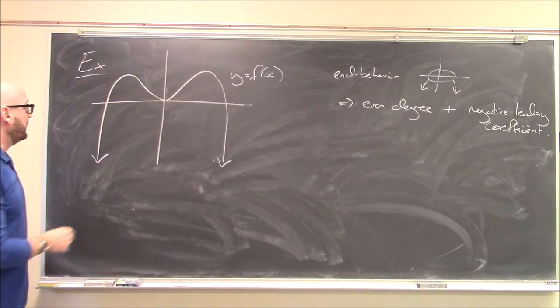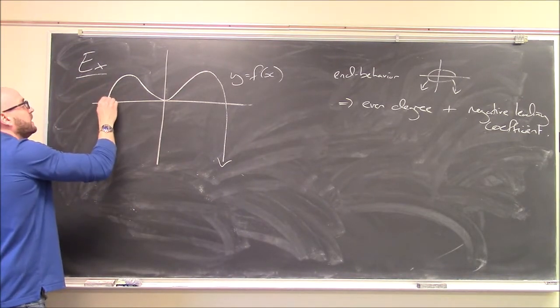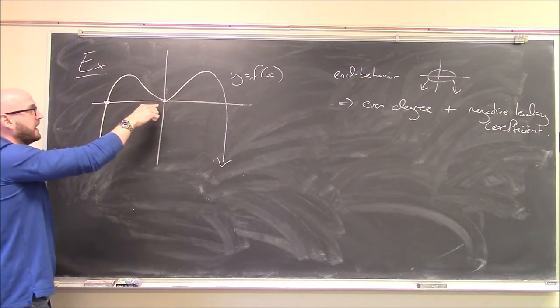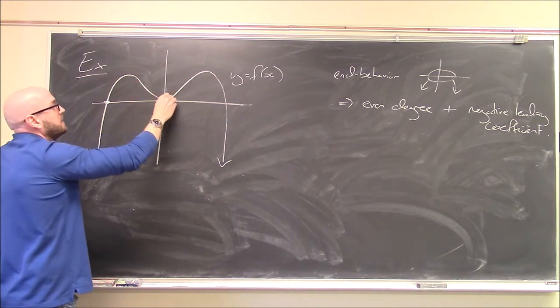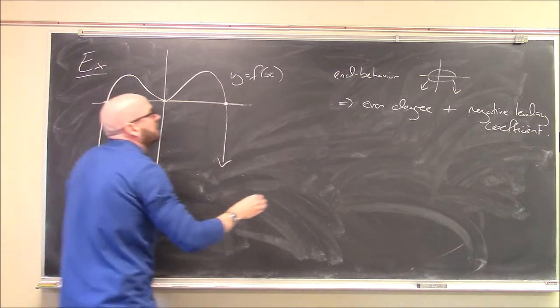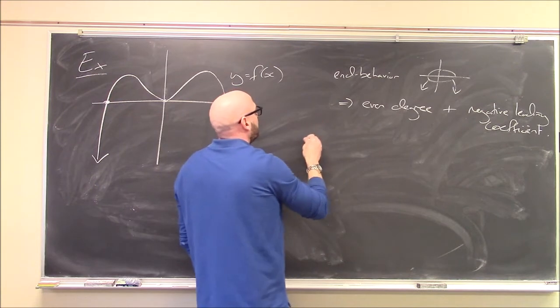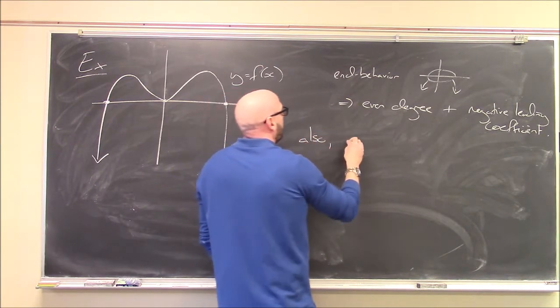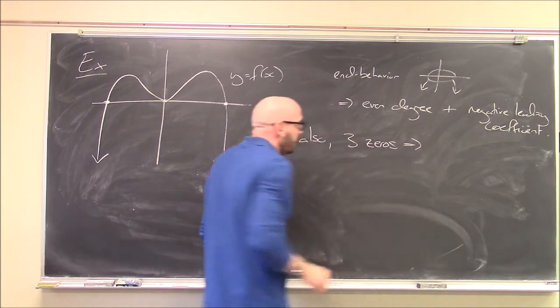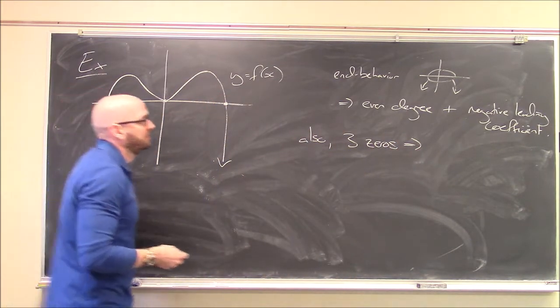What else do I see? I see it has 3 zeros, right? It has an x-intercept right there. Here, it touches the x-axis. It doesn't actually cut through. It sort of touches it and bounces off, but that's still a 0. And here I have a 0, right? So, also, 3 zeros means it's at least degree 3.